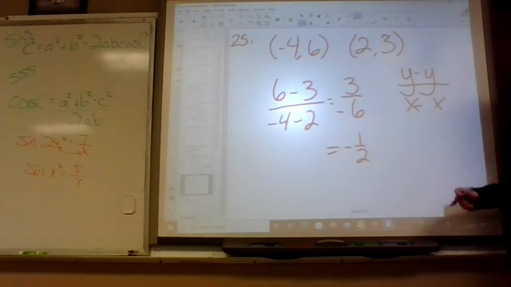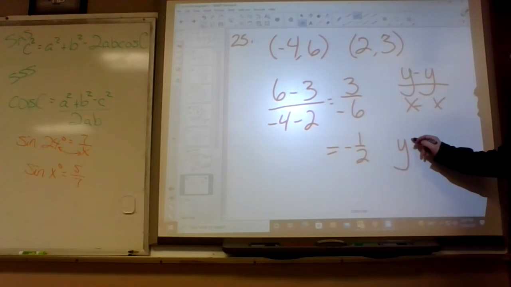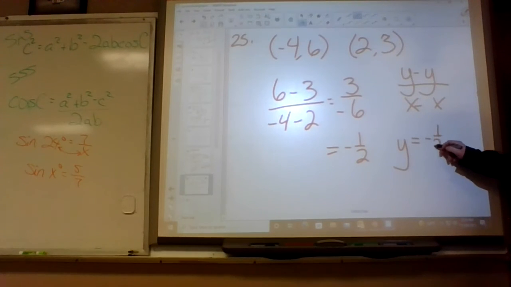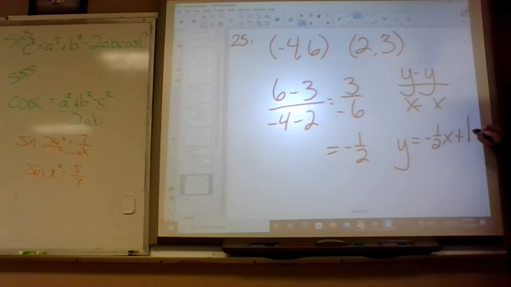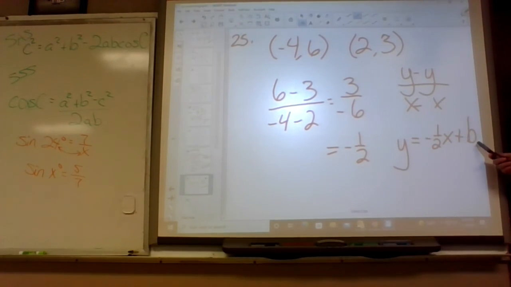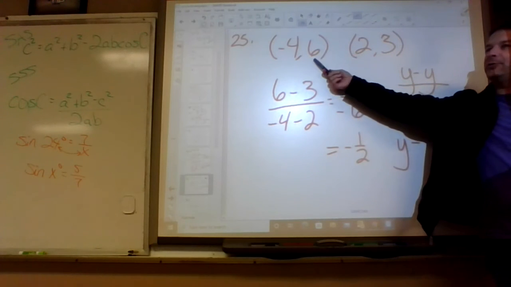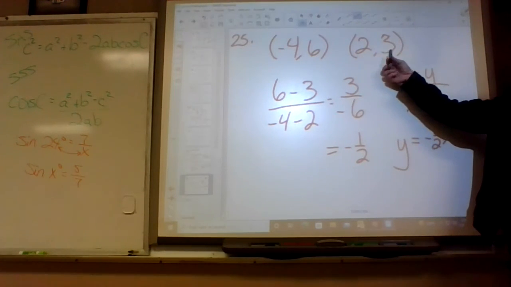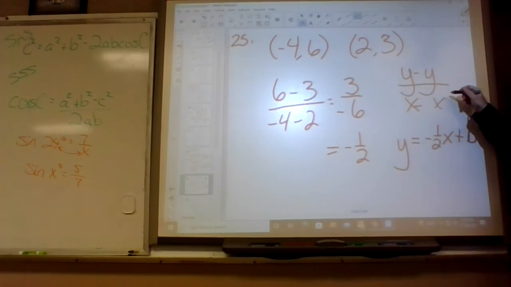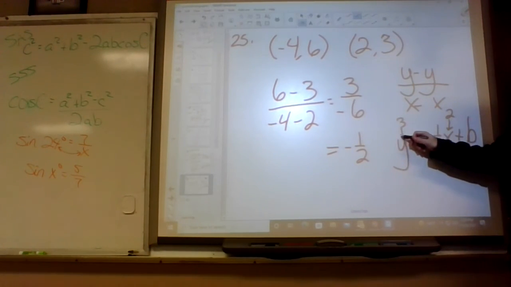That's the slope. So what I have so far is y equals -1/2 x, but I still need the b, the y-intercept. How do I find it? Plug the numbers in. It doesn't matter which ones I use. 2 and 3 are smaller, so that's probably easier. So I'll put the 2 in for x and the 3 in for y.